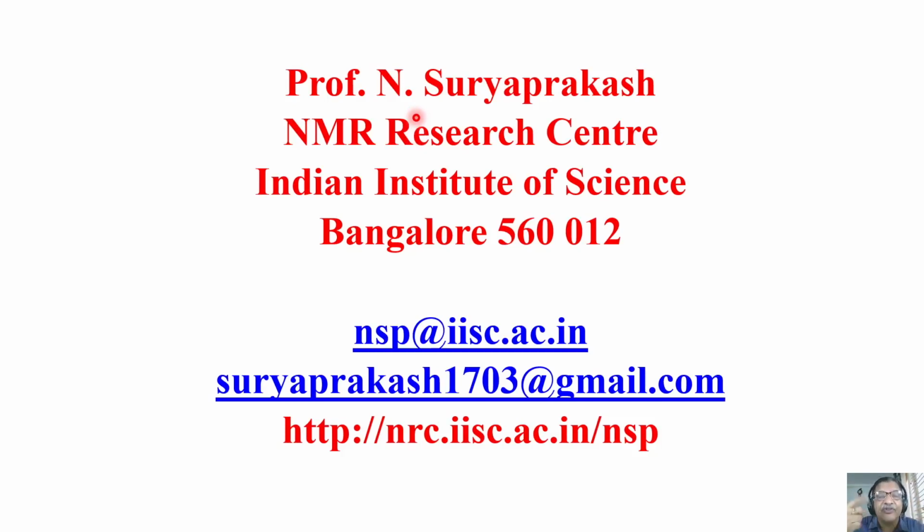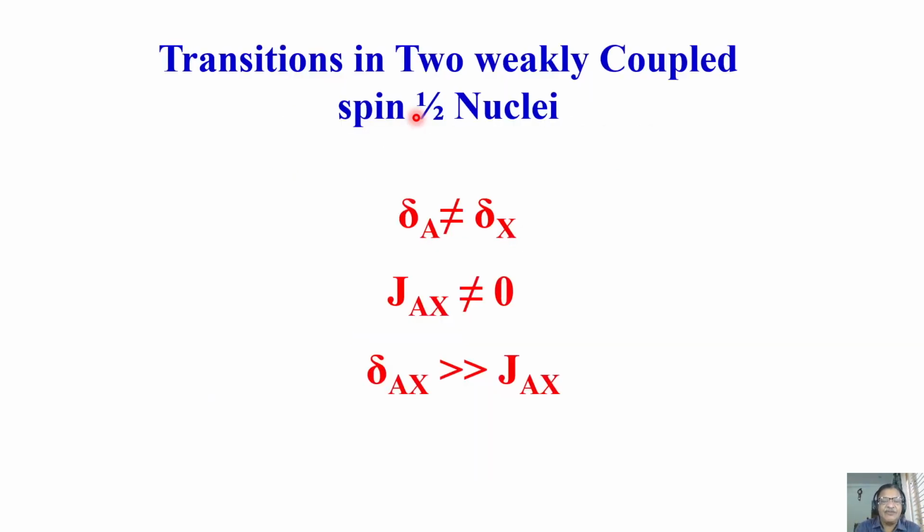Today, let us continue and see what happens if you bring in the coupling between these two. This is the case of two spin-half nuclei where the chemical shifts are not the same. That means they are not equivalent spins, not equivalent nuclei. Another condition I have put is that JAX is not equal to 0. There exists a substantial amount of interaction between these two spins. How strong the interaction is, we will decide later, but one condition is that JAX is non-zero.